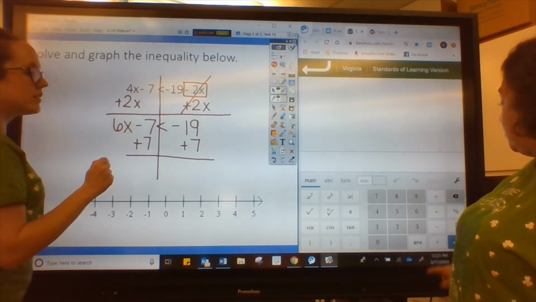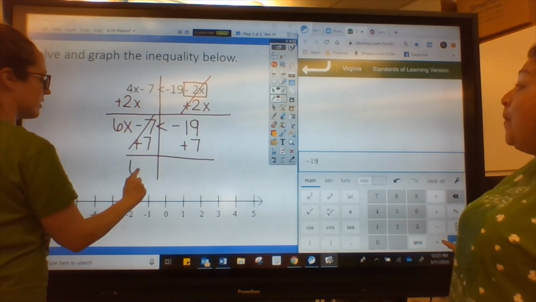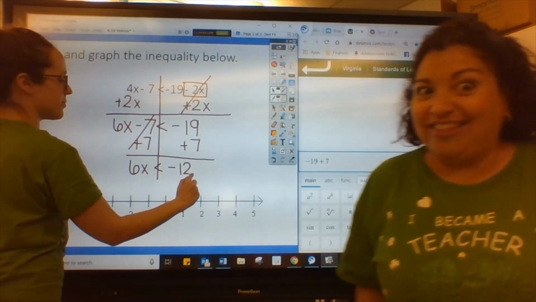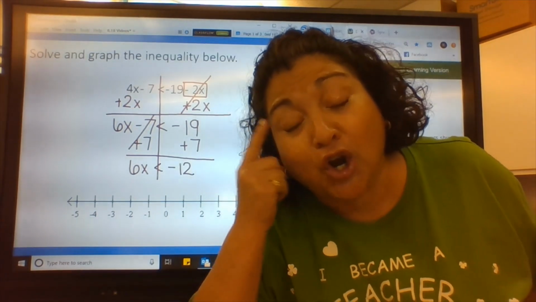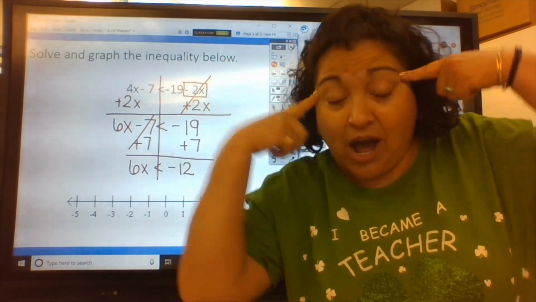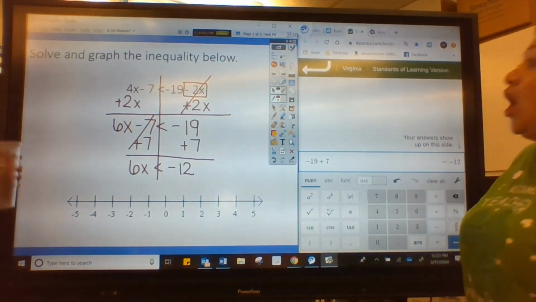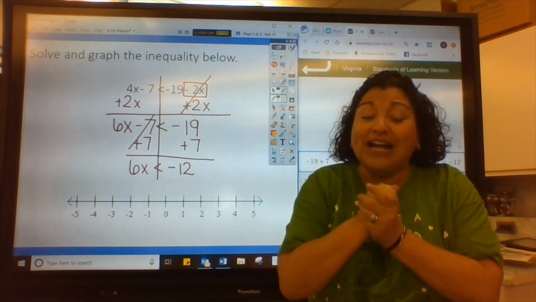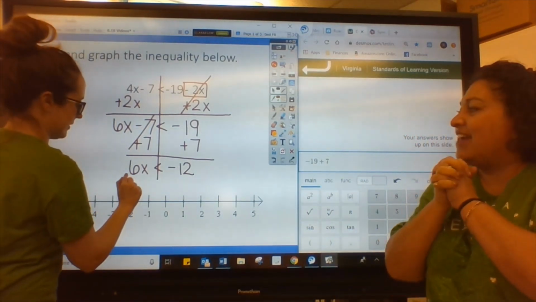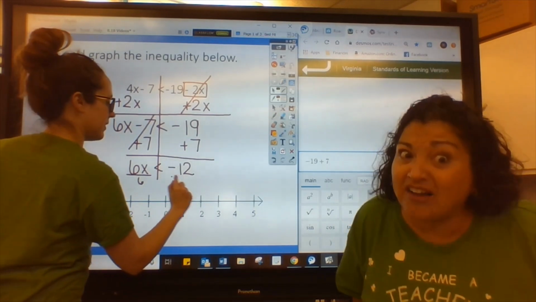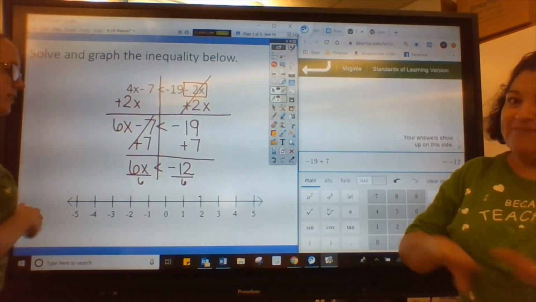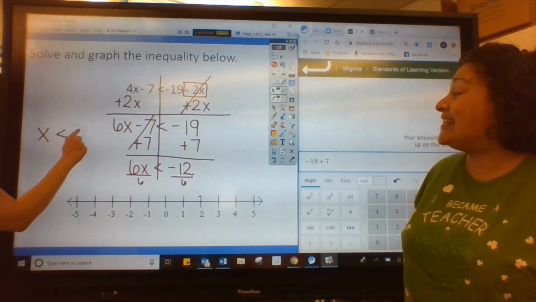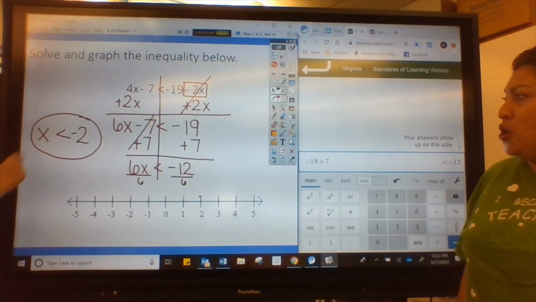And you know what? I'm going to use Desmos. I'm going to say negative 19 plus 7 is negative 12. That's why we use Desmos, just to make sure that our brains are working and have not done anything weird. Okay, now we've got 6x less than negative 12, so we have to do some division to get rid of that 6. We are dividing by a positive 6, so that means our inequality does not change. So we end up with x is less than negative 2.